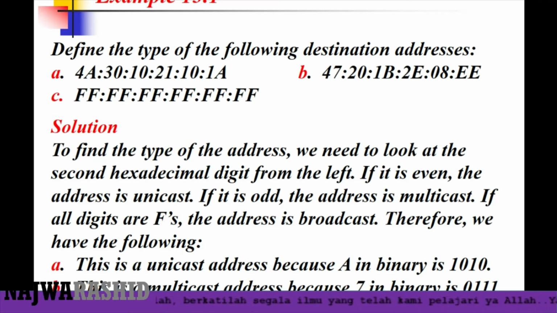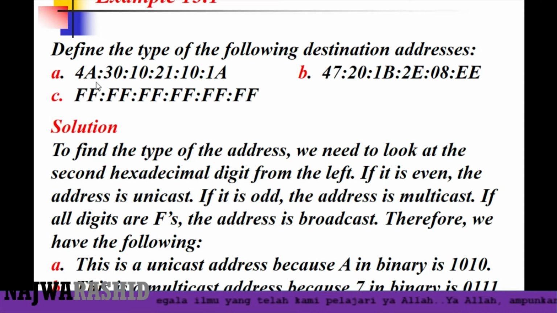The next part, B: 47:20:1B:2E:08:EE. So look at the first byte. The first byte is 47. Change this first byte into a binary number. Then you will get 0100 0111. 7 is equal to 0111. So the last bit is equal to 1. That means this is a multicast address.